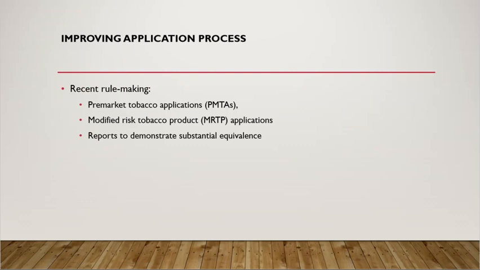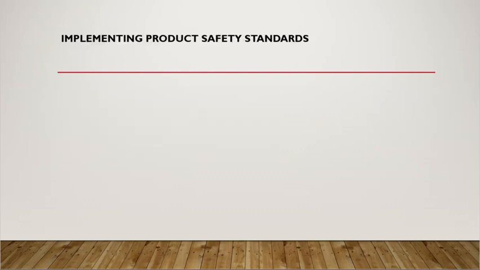Another thing that the FDA is doing is improving the application process. There's been recent rulemaking activities in several important areas: pre-market tobacco applications, modified risk tobacco products, and then reporting to demonstrate substantial equivalence. And Title 21 in that part that I'm showing you talks about substantial equivalence reports.